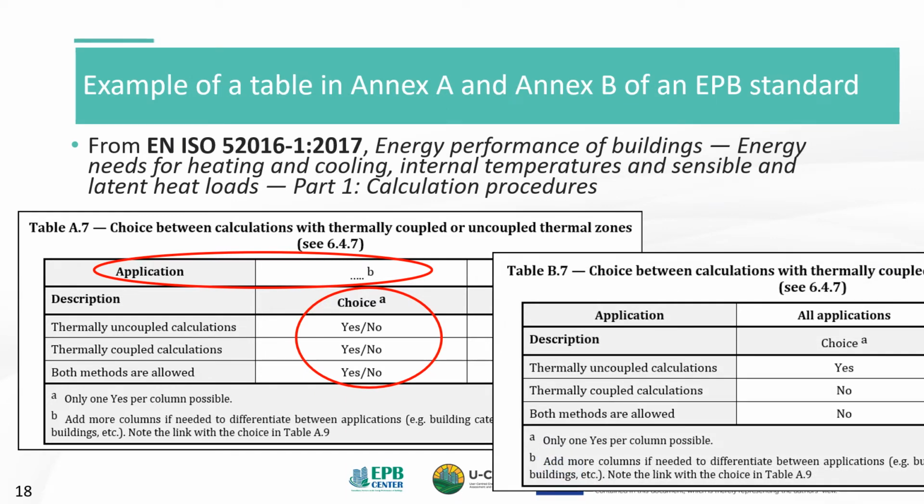And then you look at Annex B, and you see that in Annex B the choice has been made for all applications thermally uncoupled calculations. And this is quite an important choice. It's one of the important choices because it has a major impact on the calculation procedures, also on the software tool to be developed for these procedures, and maybe even more importantly because if you require a thermally coupled calculation, it requires much more input data on the boundaries between the thermal zones, not only on thermal transmission but also on ventilation, and it's a question how reliable this information can be acquired.